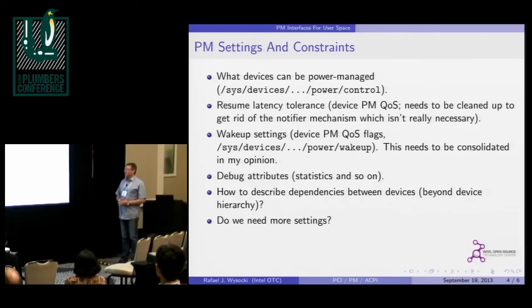And there are some problems with those things already that I talked about. First of all, the resume latency tolerance attribute, which is implemented through PMQS, is done a little inefficiently. It needs to be reworked at this point because it has a notification mechanism that is not necessary and that introduces complications in the implementation. So it should be modified in my opinion, but it's useful.